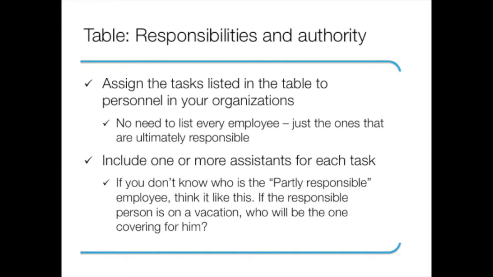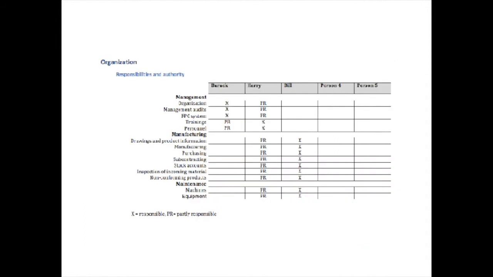Now assign the tasks listed in the table to someone. Naturally, you don't need to list each employee here, just the ones who have the ultimate responsibility of the given task. Also include 1 or more assistants for each task. If you don't know who the responsible employee is, think of it like this: if the responsible person is on vacation, who will be the one covering for them? You can basically do this any way you choose, and after you're done, it should look something like this.